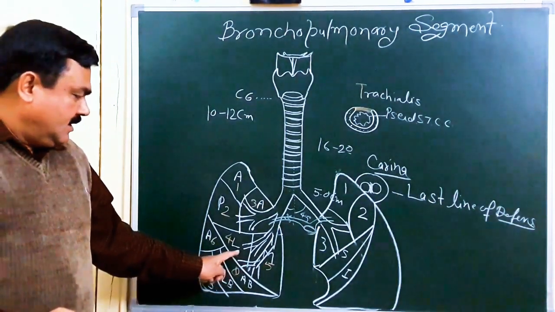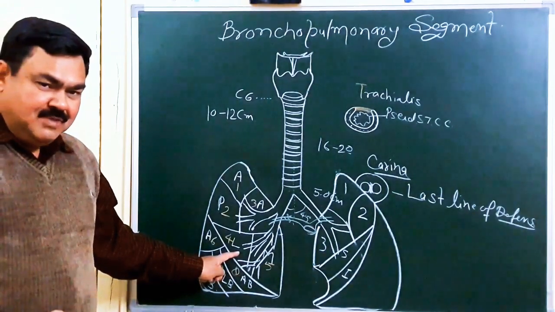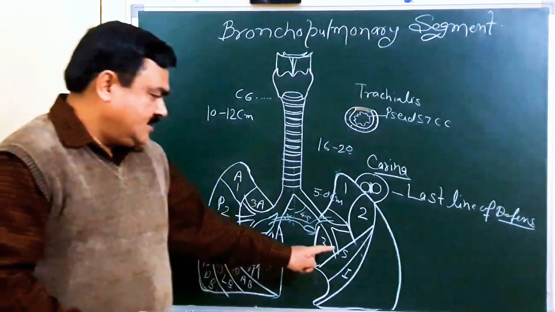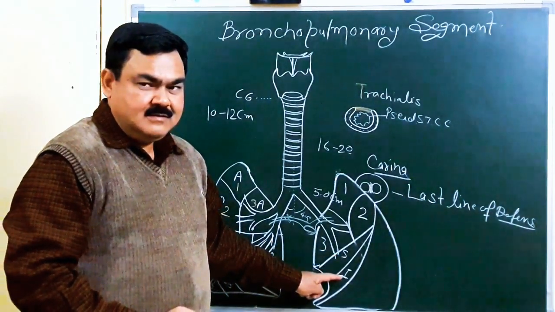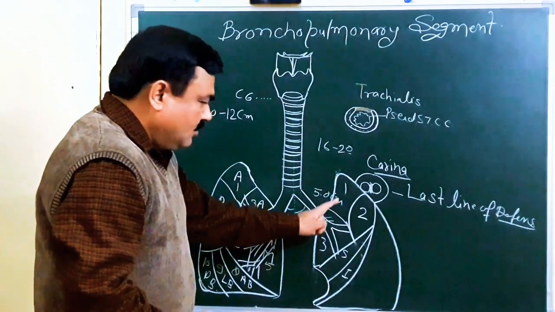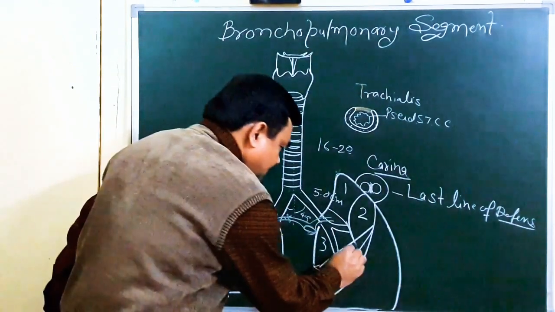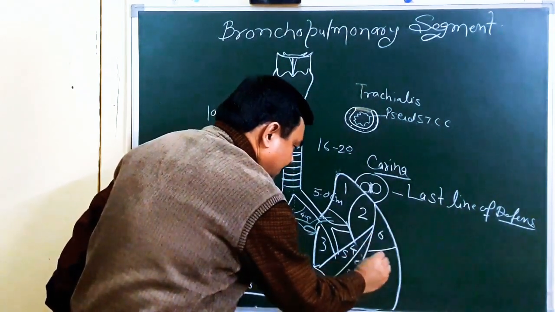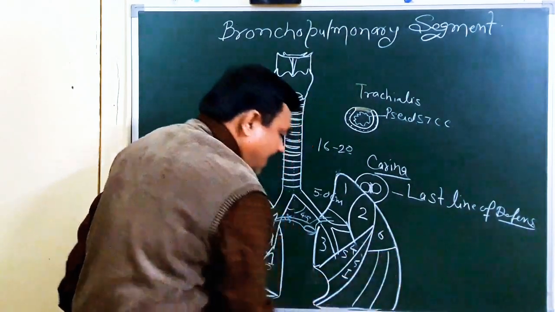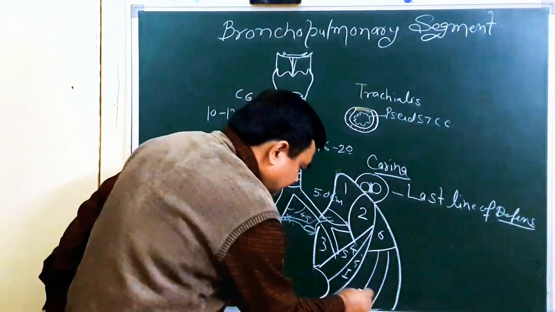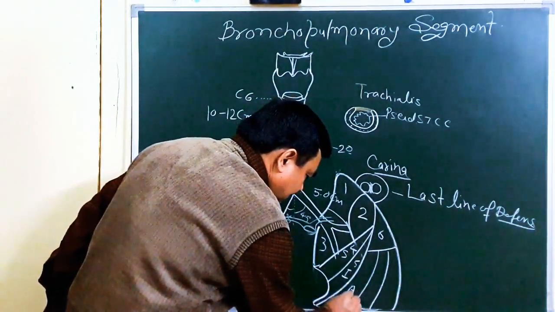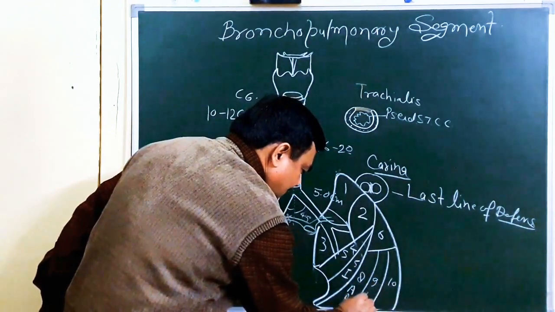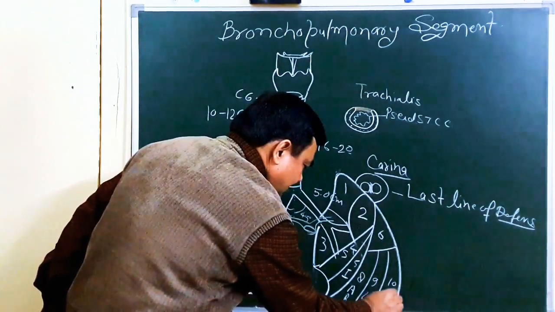Remember, in the right lung, there is medial and lateral bronchopulmonary segment. In left lung, there is superior and inferior. So 1, 2, 3, 4. This is 4 number. This is 5th number. Here is 6th number. That is apical of the lower lobe. This is anterior basal. 8 number. This is 9. This is 10. This is lateral basal, and this is posterior basal.